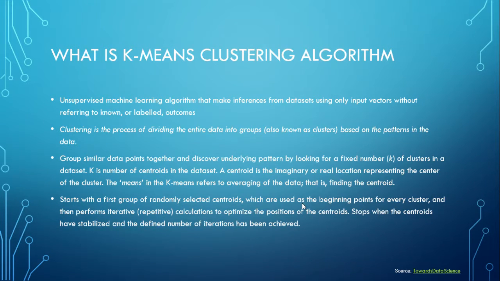It's an unsupervised algorithm where you don't have the labels, the target variable, you only have the input vectors. So what it does is it clusters your input data into different groups based on the patterns in the data. And the number of groups, that is K, is based on the elbow method, which we will be discussing in a few minutes. And the main concept is the distance of the data points from the centroid of your cluster. A centroid is an imaginary or real location representing the center of the cluster. The means in k-means refers to averaging of the data, that is finding the centroid.